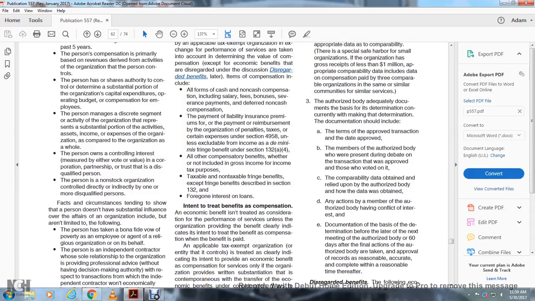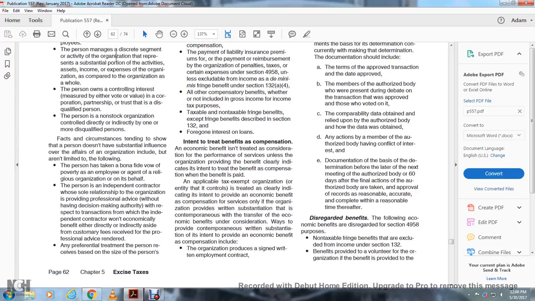Third, the authorized body adequately documents the basis for its determination concurrently with making the determination. The documentation should include the terms of the transaction and the date approved, the members of the authorized body who were present during the debate on the transaction and those who voted on it, the comparability data obtained and relied upon and how the data was obtained, and any actions by members of the authorized body having conflicting interests. Documentation of the basis for the determination must be prepared before the later of the next meeting of the authorized body or 60 days after the final action was taken, and the records must be reasonable, accurate, and complete within a reasonable time thereafter.